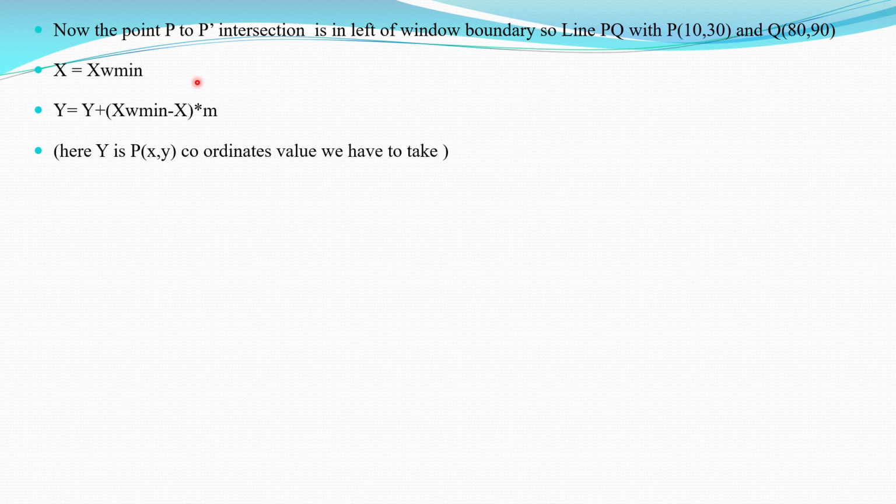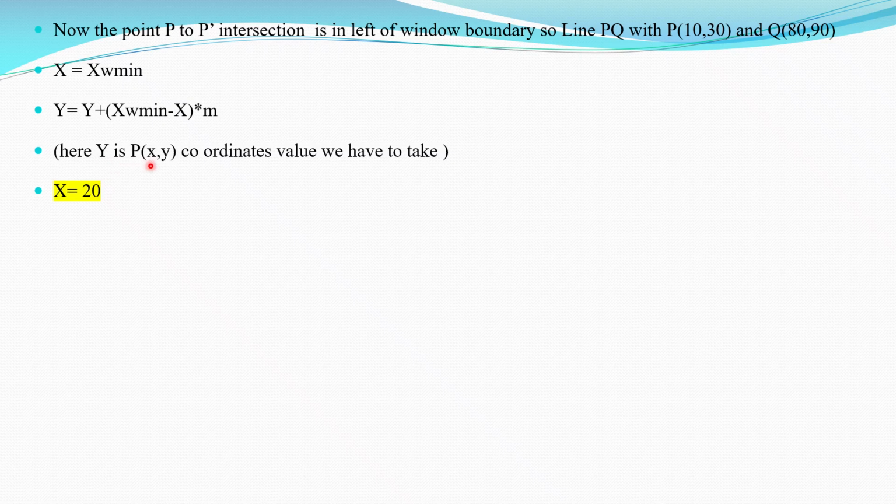So P is (10, 30), Q is (80, 90). So what is the X value here? X is XW min, means the minimum X value is given as 20, right? So Y equals Y plus YW min minus X, multiplied by your slope value.